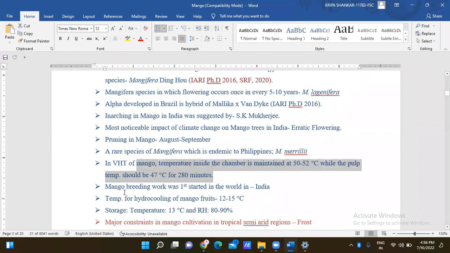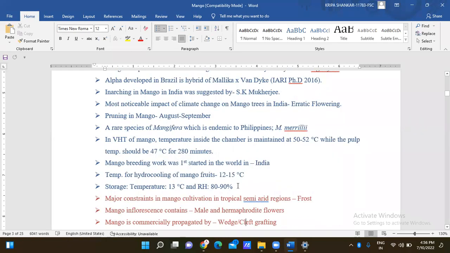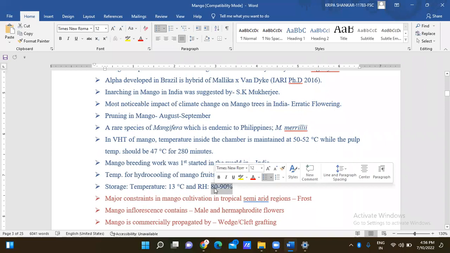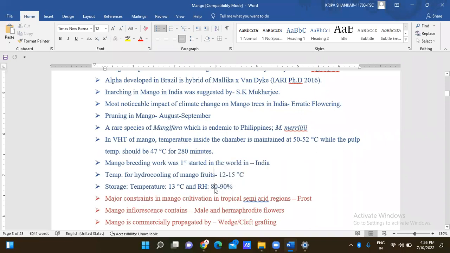Next, mango breeding work first started in the world in India. You might know the year. Temperature for hydrocooling of mango is 12 to 15 degrees Celsius, and storage temperature is 13 degrees with 80 to 90% RH. See how basic the question is. If the options are like 85 to 95 and 80 to 90, students used to get confused. So you should remember the storage temperature as well as the exact relative humidity, specifically for mango, banana, grapes, oranges.